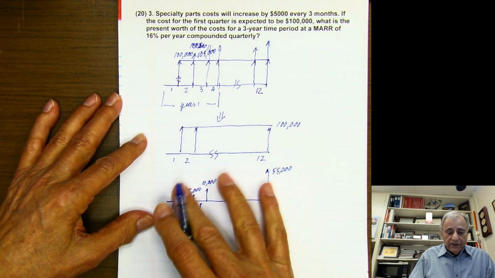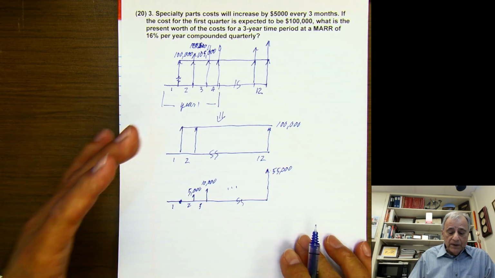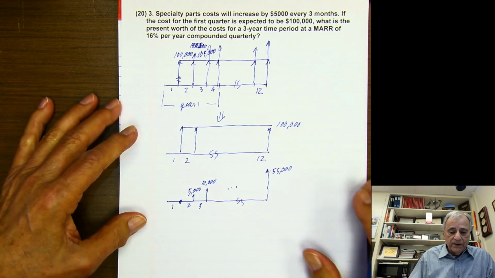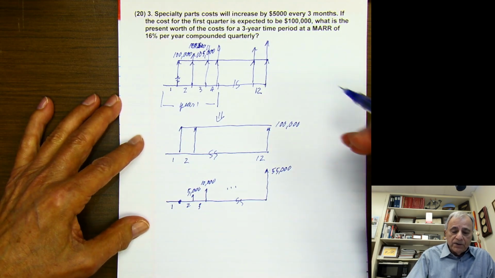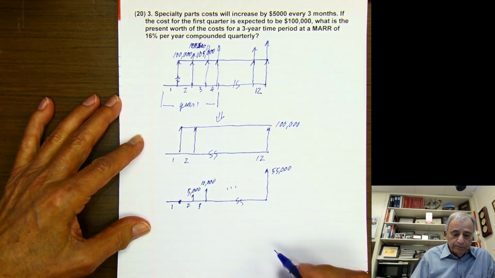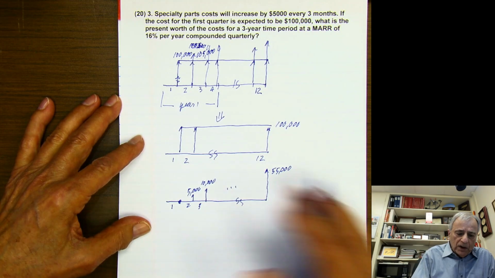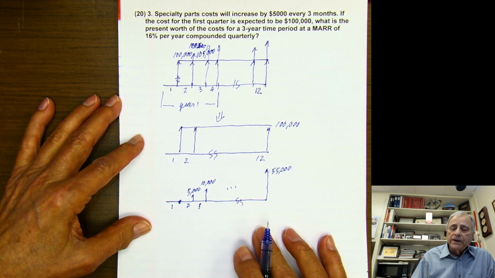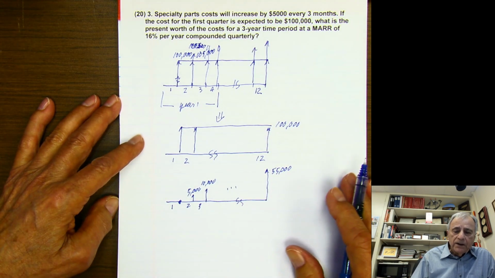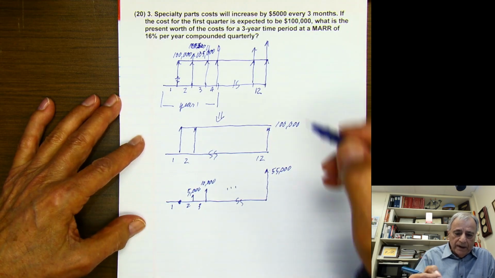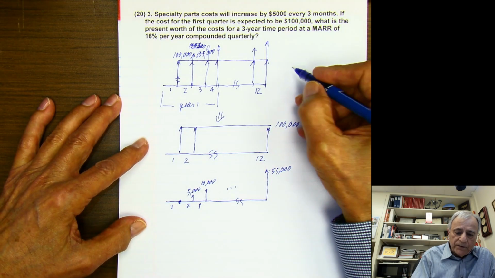But I don't really have to know that. I just have to know that I have these two kinds of series. I have an interest rate of 16% per year compounded quarterly. Well, all of the cash flows are quarterly, so I must find the quarterly interest rate. So let me do that over here.